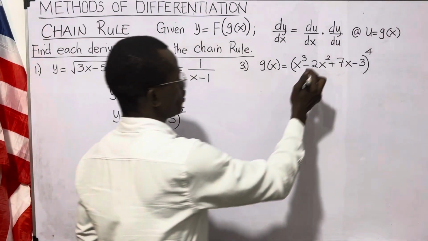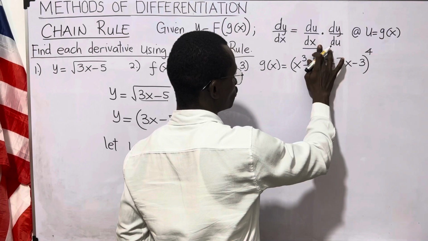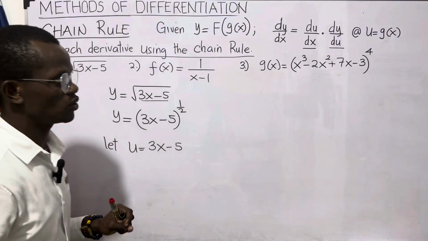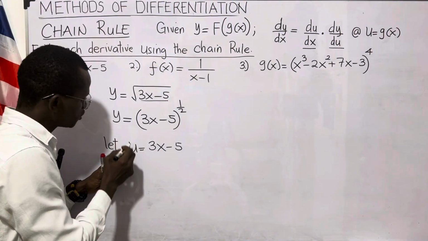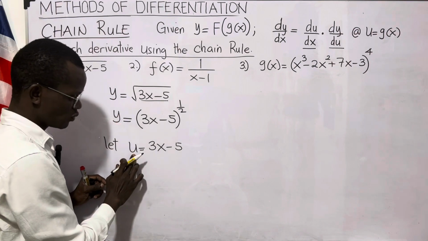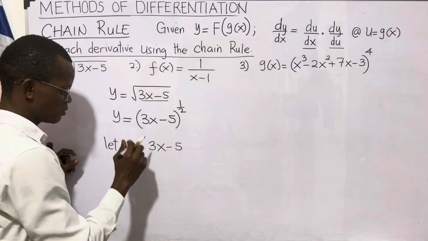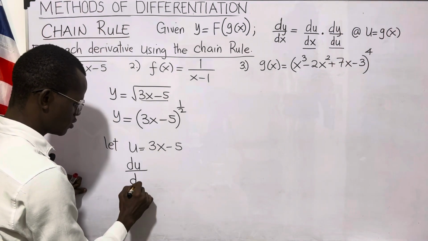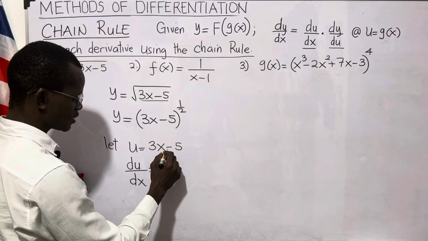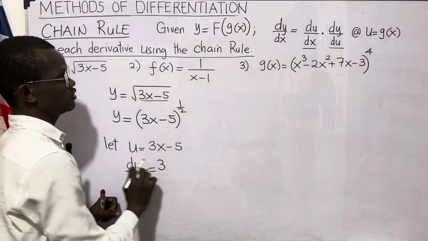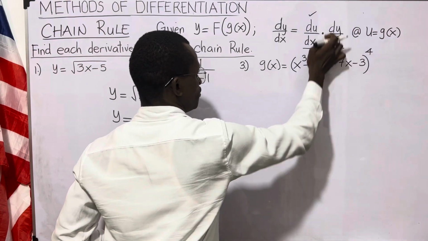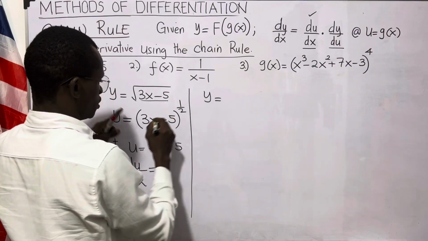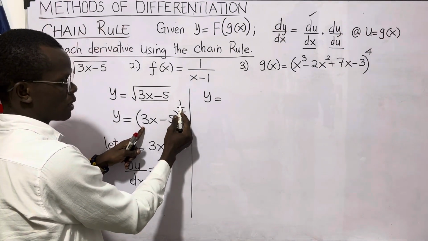Then we only need the derivative of u with respect to x and the derivative of y with respect to u. So how do we get the first one, the derivative of u with respect to x? If you substitute what is within here with u, you must differentiate this u. So it becomes the derivative of u with respect to the variable in the function, which is x. What's the derivative of 3x? It's just 3, right? We've gotten the first one. This one, we're done. We now need to find this. How do we get that? We know that y equals 3x minus 5 raised to the power half.